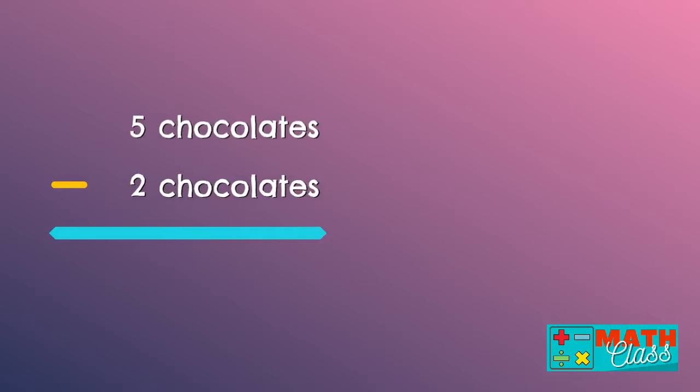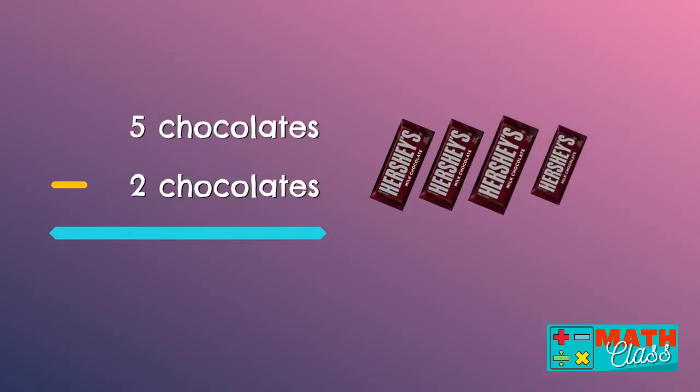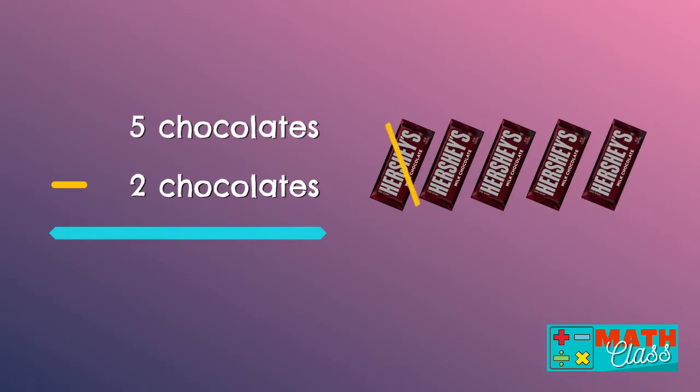This is how we do subtraction. Let's first illustrate 5 chocolates. Then we deduct 2 chocolates from these 5. Now, how many chocolates do we have left? Let's count. 1, 2, 3. We have 3 chocolates left. So 5 minus 2 is 3.